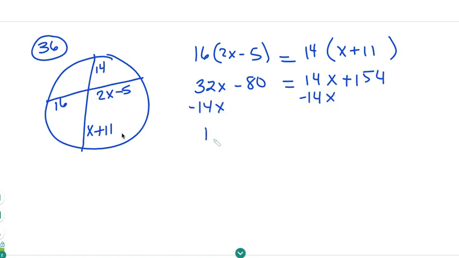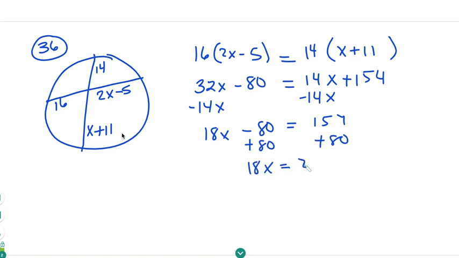That's going to give me 18x minus 80 is equal to 154. Zero pair out the 80. 18x is going to equal 234. Divide by 18, and x is equal to 13.